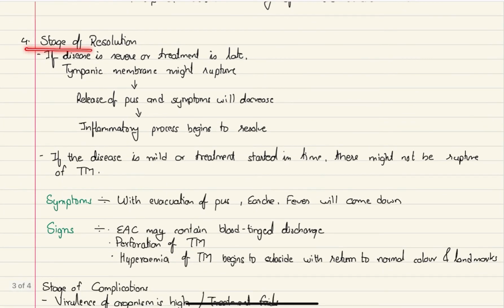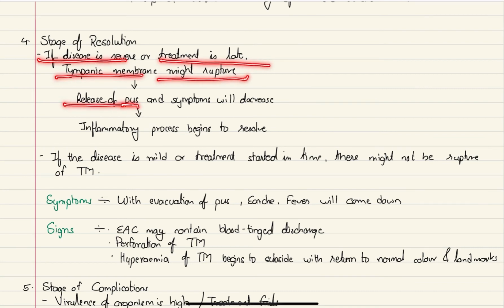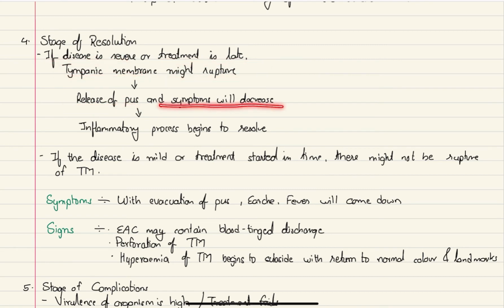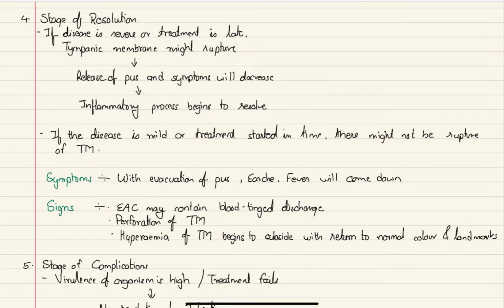Next is the stage of resolution. If the disease is severe or if the treatment is late, the tympanic membrane might rupture. This will release the pus and the fluids inside the middle ear cavity, and the symptoms will decrease. Also, the inflammatory process begins to resolve. But if the disease is mild or if the treatment is started in time, there might not be rupture of tympanic membrane. With evacuation of pus from the middle ear cavity, the symptoms such as earache and fever will come down.